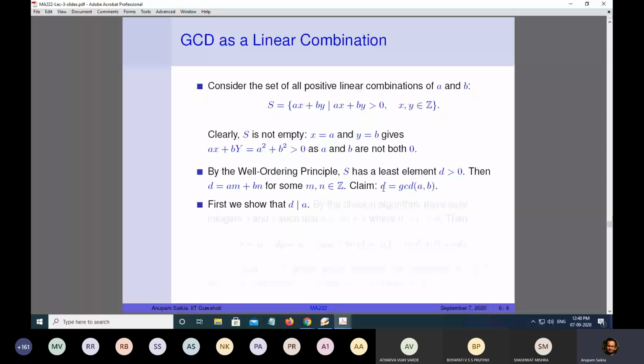How do we do that? We have to show that D divides A and D divides B. To qualify as a GCD, it has to be a common divisor. It will be enough to show D divides A, because a similar argument can be applied to B also. That will show that D divides A and D divides B. Once we have that, the other part is clear: if C divides A and C divides B, then C should be less than D.